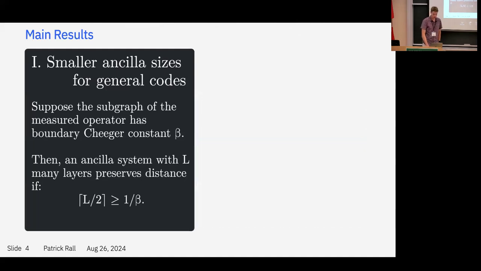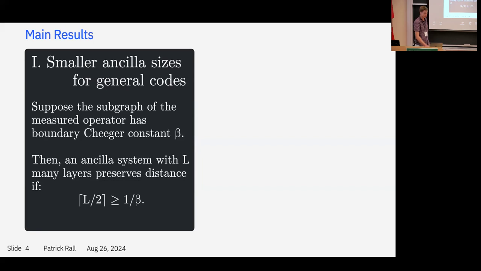So we have two results. One is for general quantum error correction codes. This is a recipe that you could apply to any LDPC code. And in particular, we connect this number of layers to the expansion properties of the subgraph that's associated with the operator.